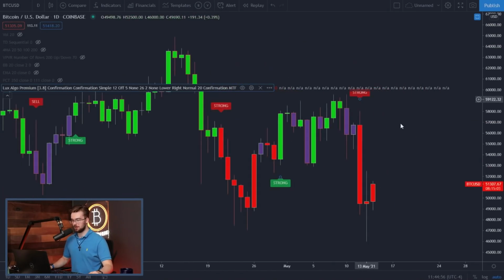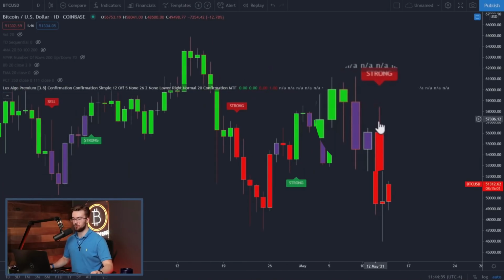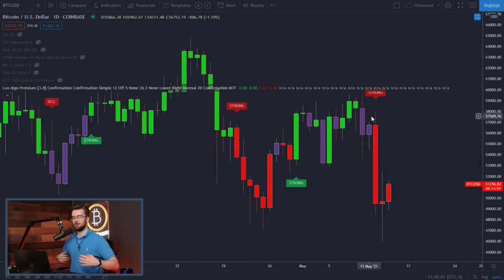Then the next thing we have are our signals. As you can see, we had a strong sell signal right before this big dump that called it, and if you had been using this indicator, you would have seen that the market was about to correct. You can also see right here, we had a strong buy signal saying, hey, you might want to jump into the market because it looks like this market is trending to the upside.